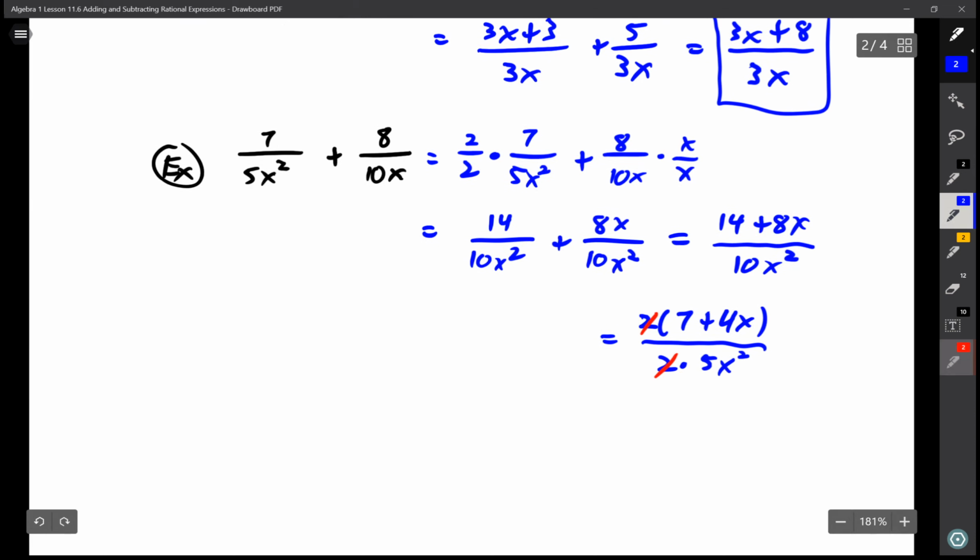So I'm left with my final answer being 7 plus 4x over 5x squared. Do not do anything canceling these x's, because that plus sign there makes it so you cannot do any simplifying there. Okay.